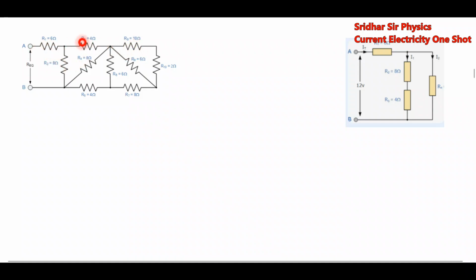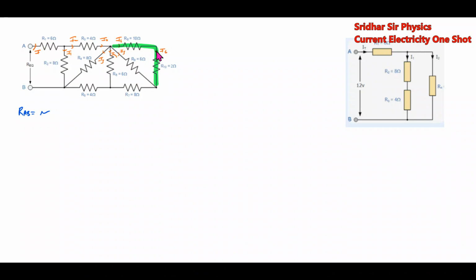Next, we have to find the effective resistance RAB. First we send the current I here. It will branch out into I1 and I2. Next, this I2 will branch out into I3, I4, I5 and I6. So look at this I6. The same current flows through these two, so these two are in series.